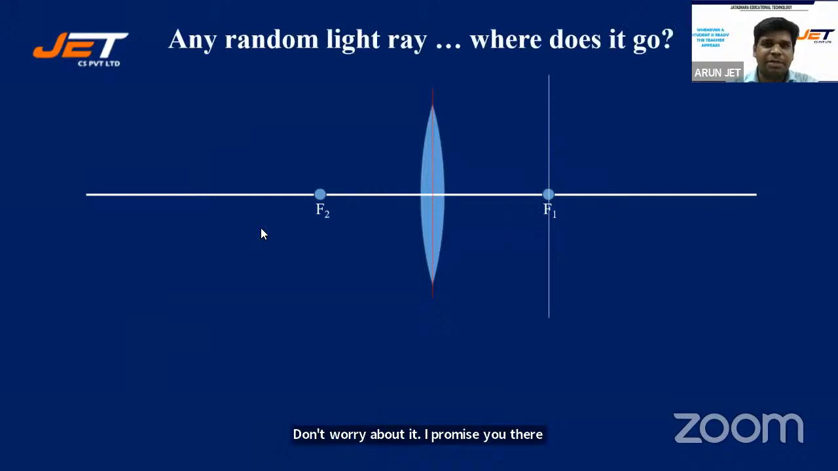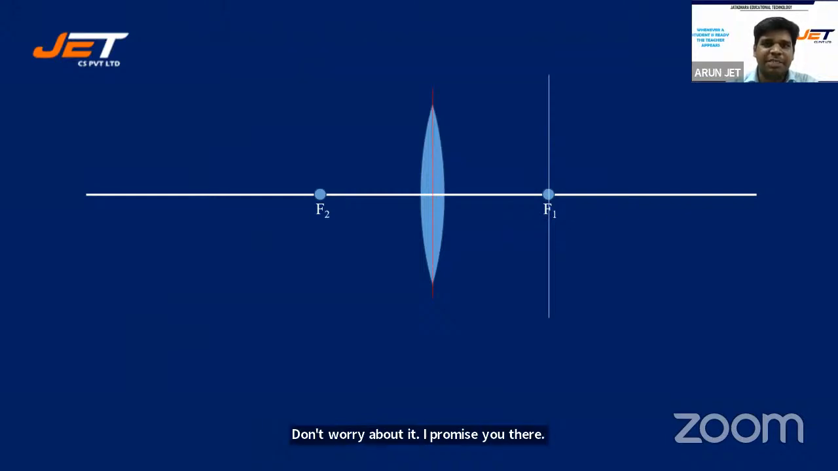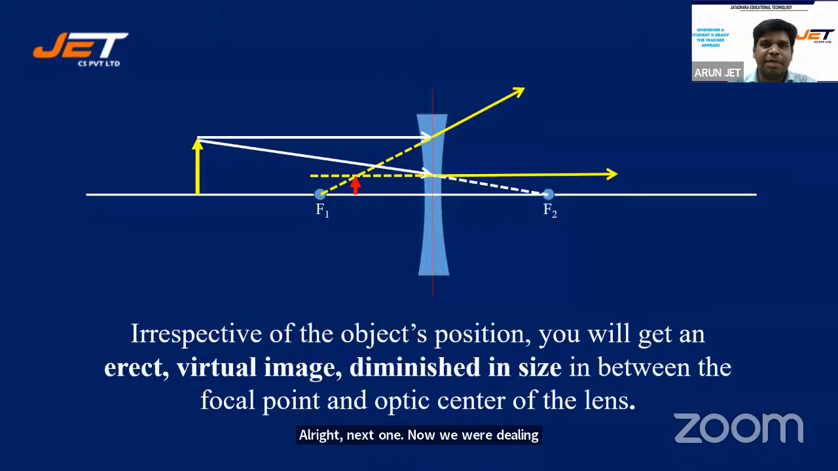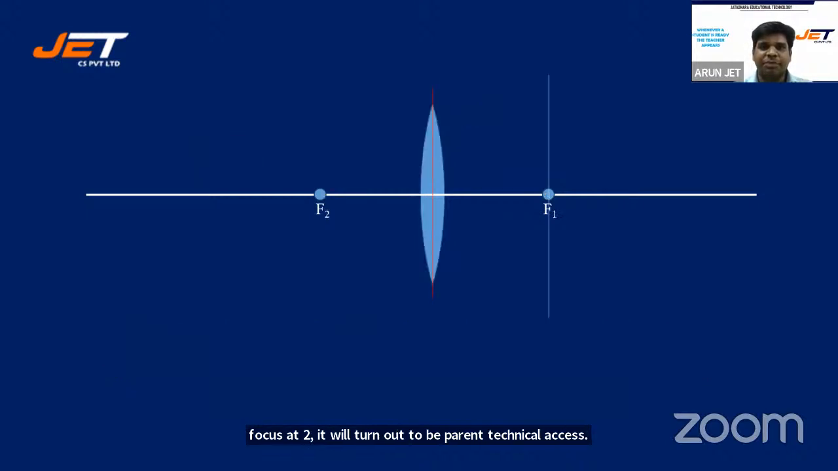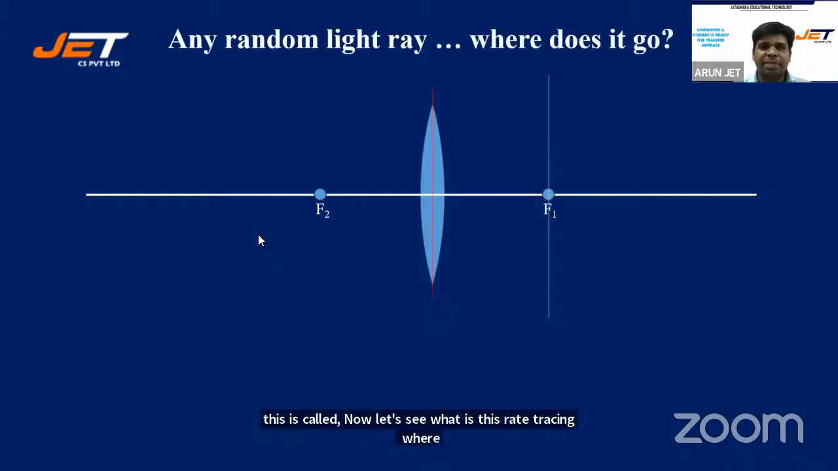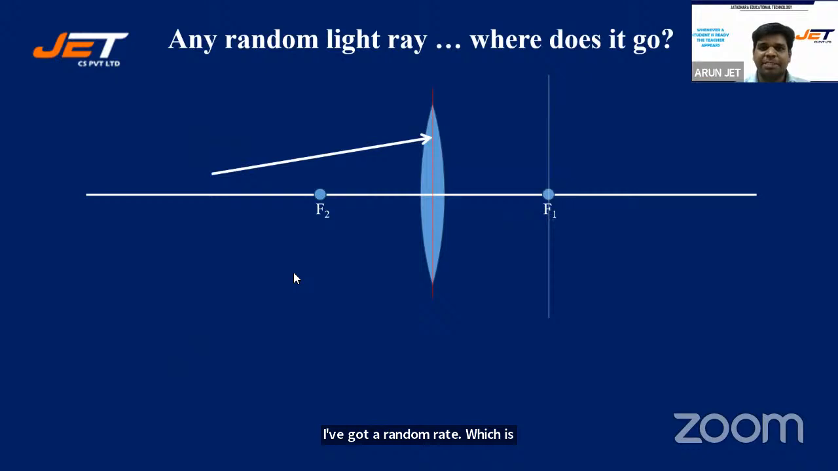All right. Next one. Now we are dealing with parallel ray tracing, right? Till now we are dealing with parallel rays. Parallel ray tracing is nothing but when the ray is parallel to the principal axis, or if it is passing through focus F2, it will turn out to be parallel to the principal axis. So this is called parallel ray tracing. Now let's see ray tracing where I have got a random ray, which is not parallel to the principal axis. Now, how do I trace the refracted ray? I've got a random ray, I have to trace the refracted ray.